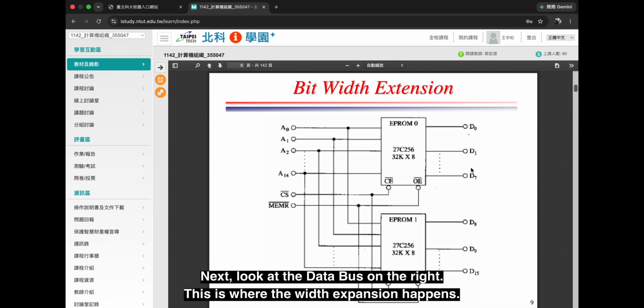Next, look at the data bus on the right. This is where the width expansion happens. We wire EEPROM 0 to connect to D0 through D7, handling the low byte. Then, we wire EEPROM 1 to connect D8 through D15, handling the high byte. By doing this, we perfectly combine two 8-bit chips into a single 16-bit memory module.